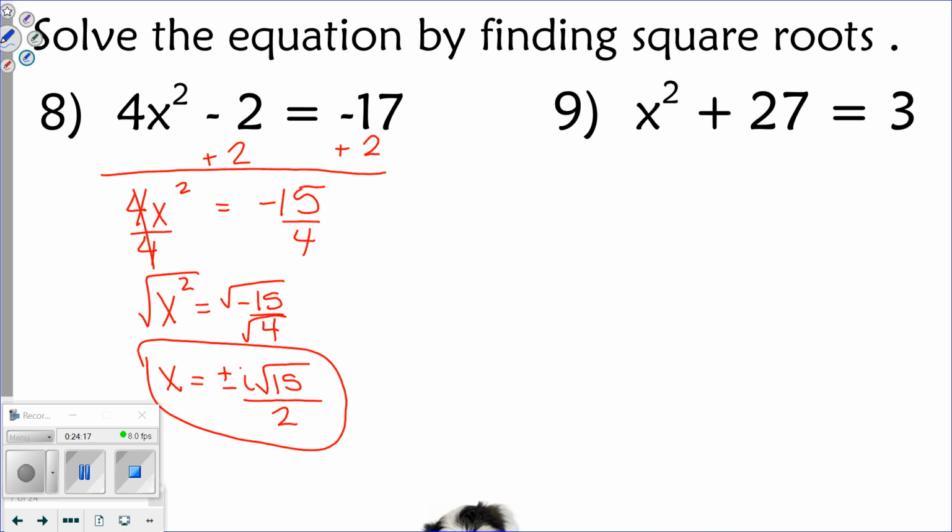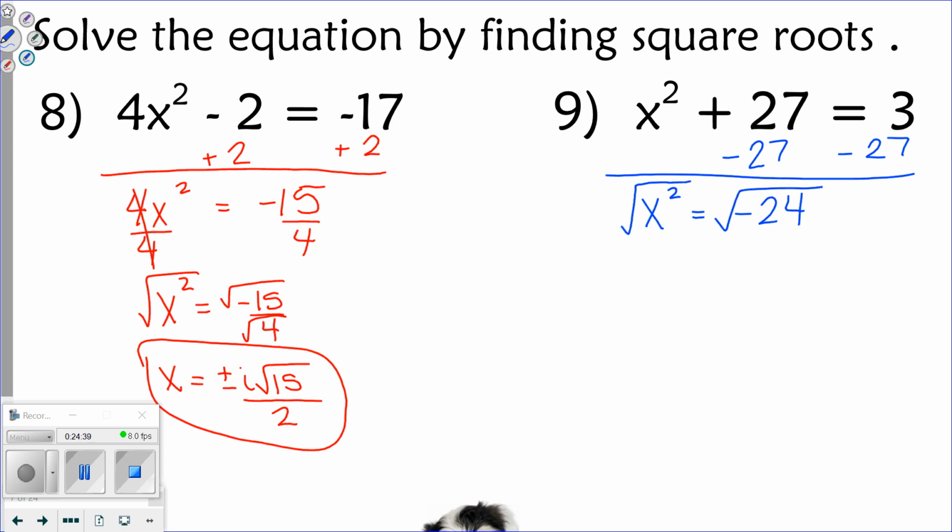What's the first thing to do? Yeah, minus 27. The first step is always to isolate that squared. So x squared equals negative 24. Okay, so my square term's by itself. Then what? Yeah, radical. Take the square root of both sides. So x equals plus or minus, and I know my answer is going to have an i. And if it's not perfect, we factor tree.